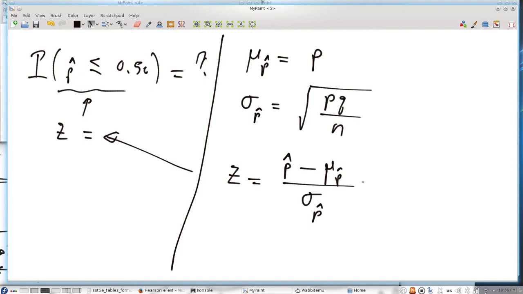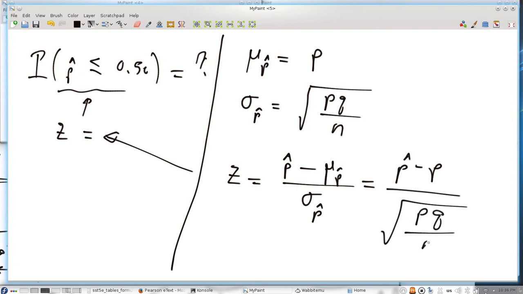Sometimes we write it like this: p hat minus p, if p is given, and in many cases in this particular situation p will be given to us, divided by the square root of p times q over n. So here are the three properties associated with the sampling distribution of the sample proportion.